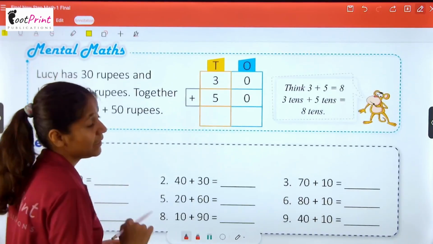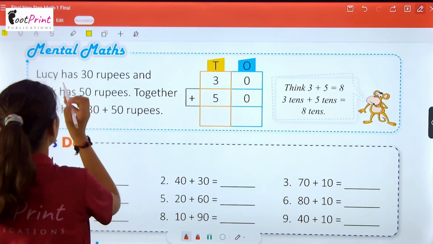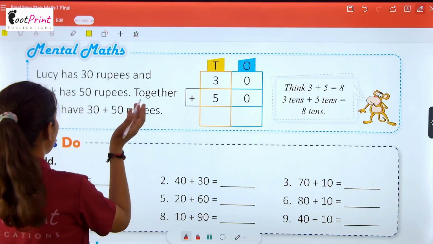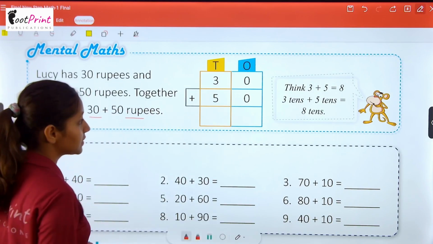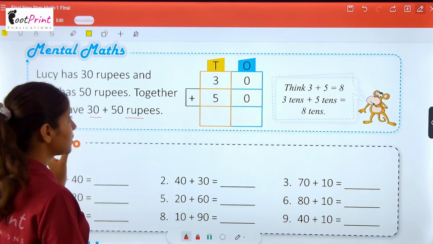Now we have mental maths portion. Lucy has 30 rupees and Jack has 50 rupees. Together they have 30 plus 50 rupees. So, here is the word problem.